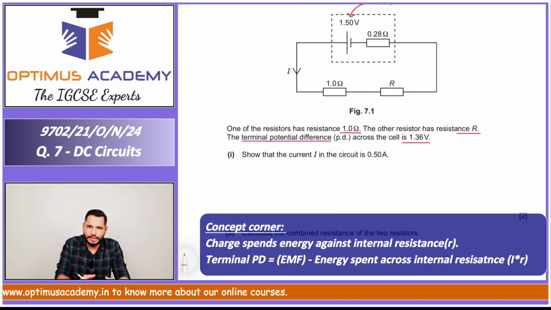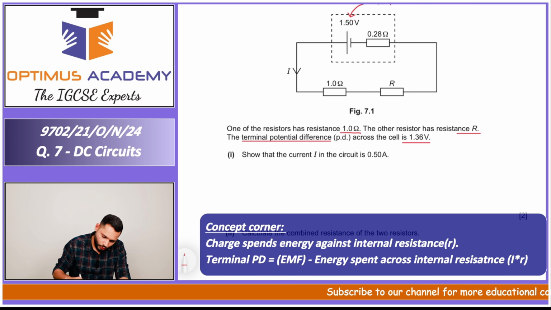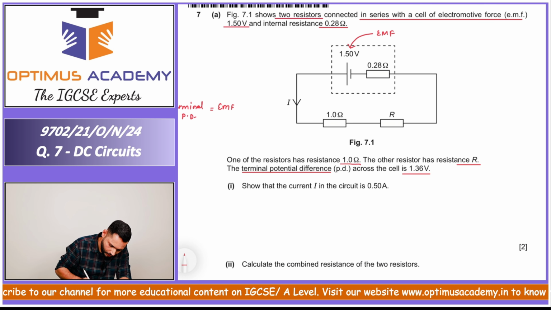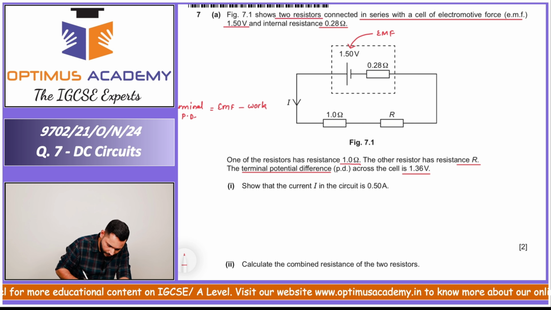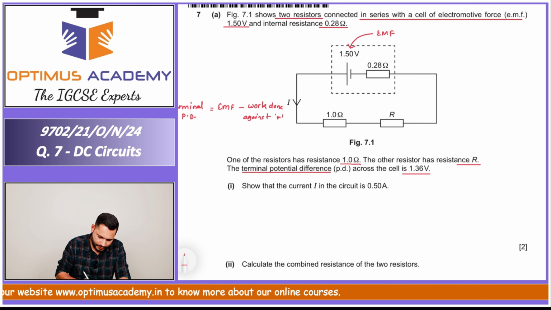We know that if the cell has internal resistance, then the charge has to do some work to come out of the cell against that internal resistance. So charge cannot carry the amount of energy exactly like EMF because it spends some energy before coming out of the cell. So the terminal potential difference is equal to the EMF of the cell minus work done against r, where r is the internal resistance.